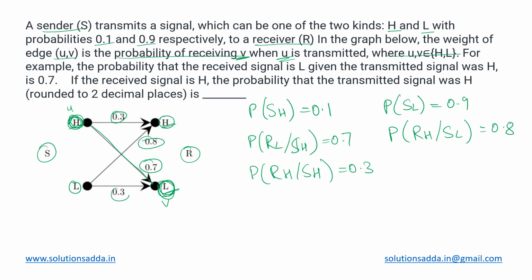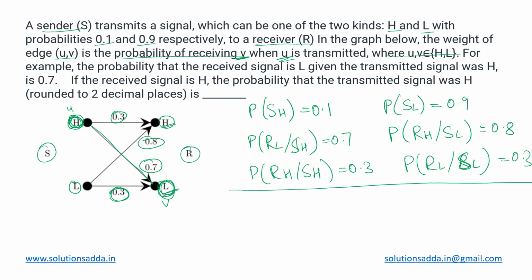The last one, the probability of receiving L given that L was sent, this one we are dealing with, LL, is 0.3. So that is all the information given to us.